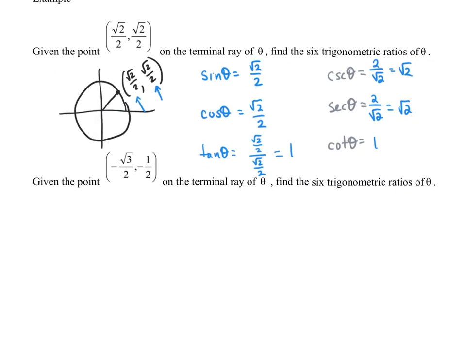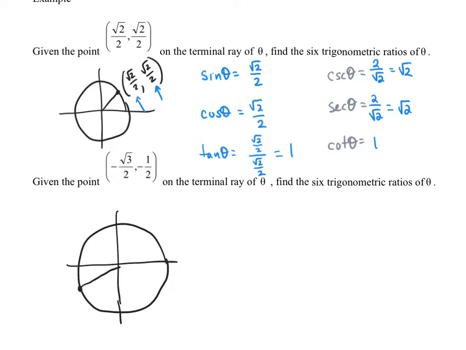Let's look at another point. We have the point -√3/2, -1/2. Now, since these are both negative, I know on the unit circle these have to be somewhere in quadrant 3, because that's the only place I go left and down. So we'll say it's here. So some angle here. So we have -√3/2 and -1/2.